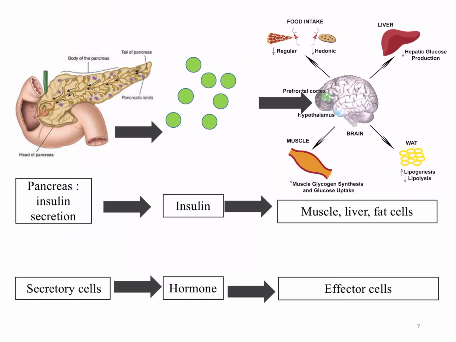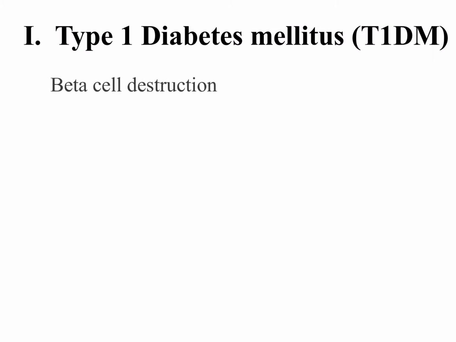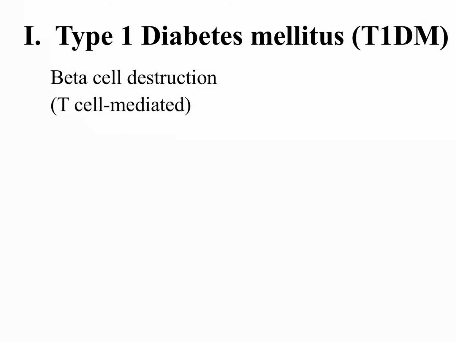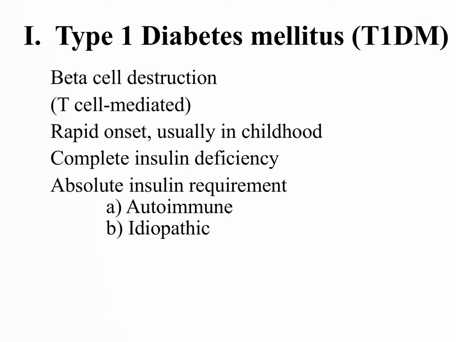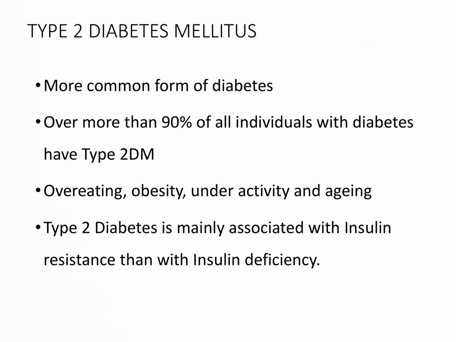So where are insulin receptors present? Insulin receptors are present on muscle, fat and liver cells. Type 1 diabetes mellitus. Here the pancreas is destroyed, so beta cell destruction occurs. Because of this, there is no insulin production. This has a rapid onset and usually occurs in childhood. Reasons could be autoimmune or idiopathic.